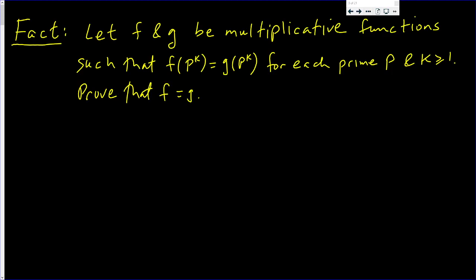This video is going to prove the following fact. Let f and g be multiplicative functions such that f of p to the k always equals g of p to the k for each prime p and k at least 1. We want to show that f equals g.